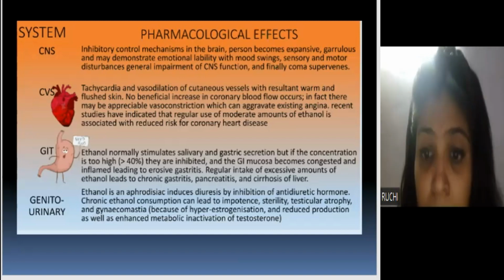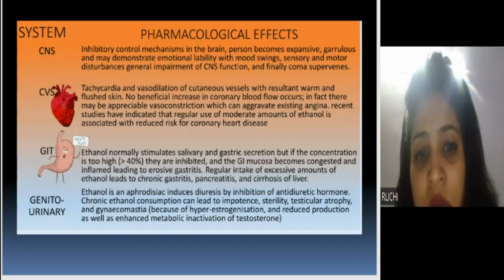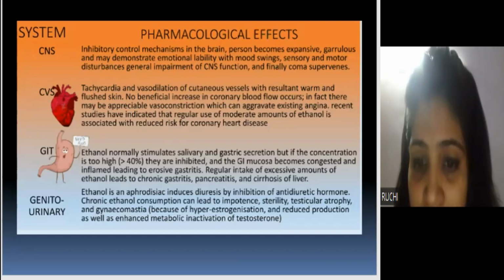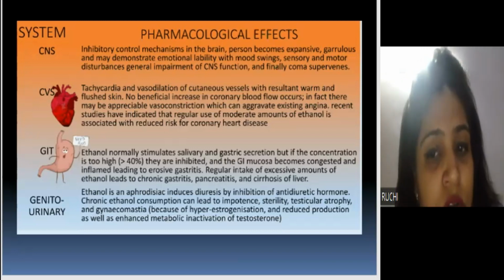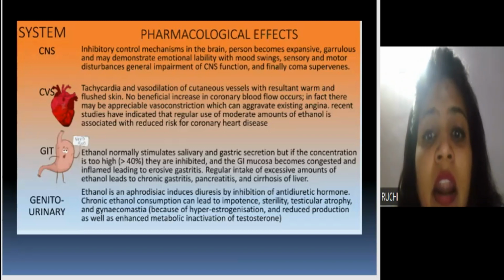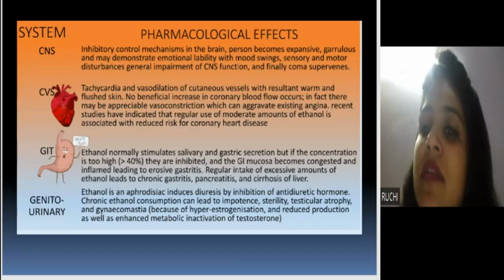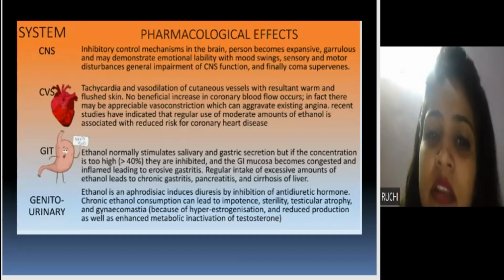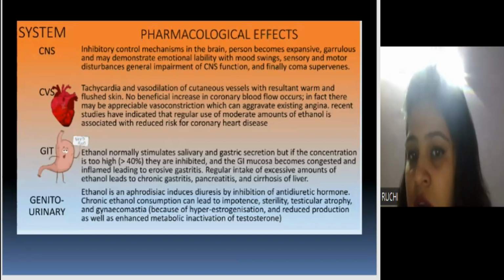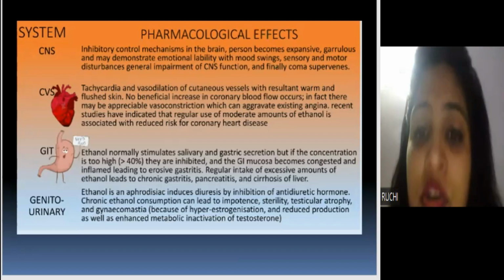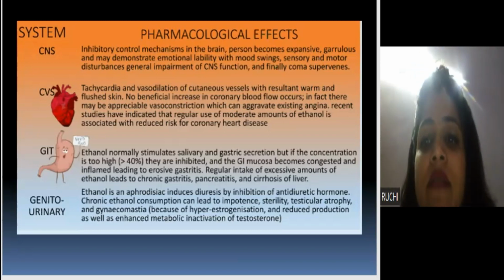Regular intake of excessive amounts of alcohol leads to chronic gastritis, pancreatitis, and cirrhosis of liver, which we all know. Tachycardia and vasodilation of cutaneous vessels result in warm and flushed skin. That is why we feel hot. No beneficial increase in coronary blood flow occurs. In fact, there may be appreciable vasoconstriction, which can aggravate existing angina.